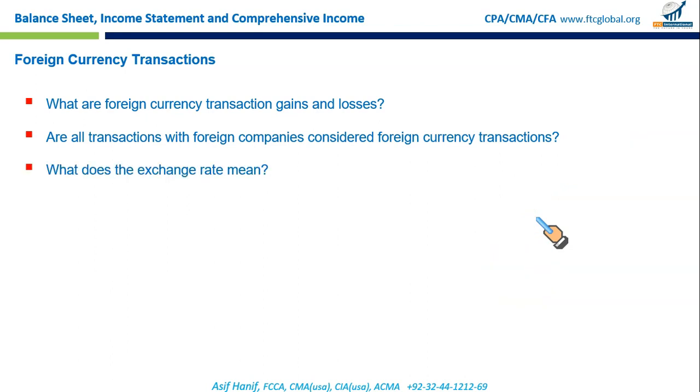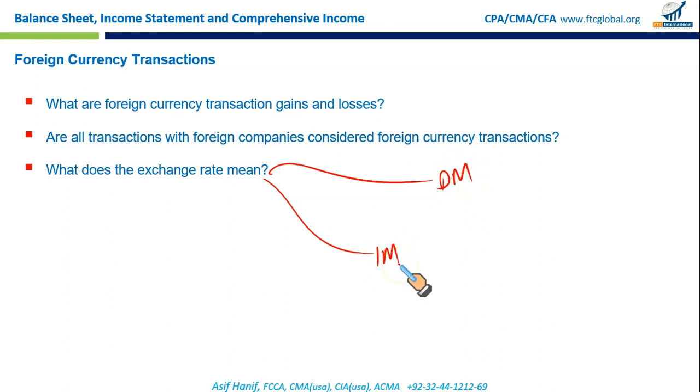Next, what does the exchange rate mean? Simple. The exchange rate is the price of one currency in terms of another. And then there are two methods you can use for exchange rate. One is called the direct method, short for DM. The other is called the indirect method.